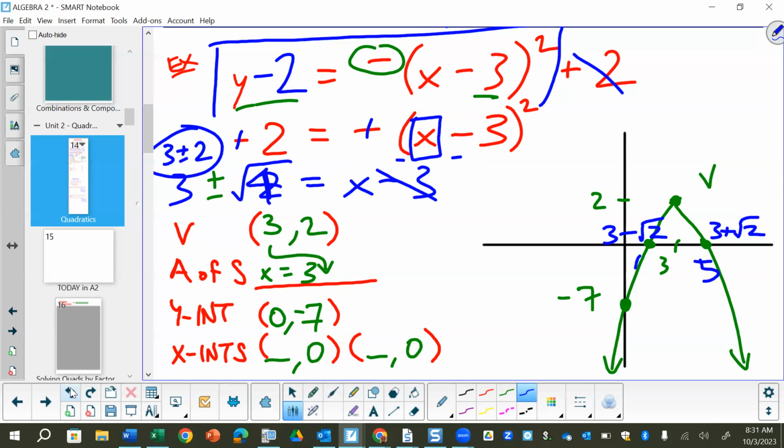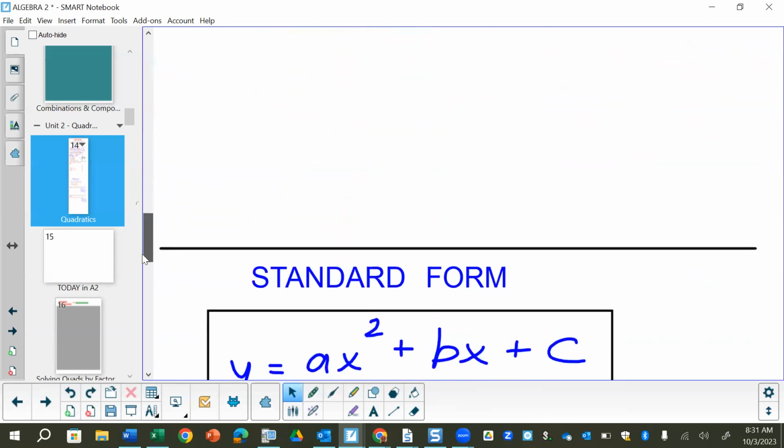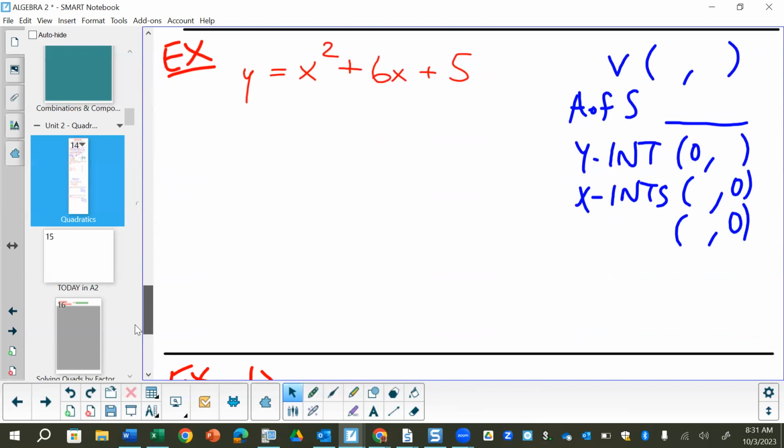Notice what? How far is it from 3 to 5? 2, so it better be 2 from 3 to 1. So that is a vertex form problem. Not bad. Okay, so what's left? Let's do a standard form problem.